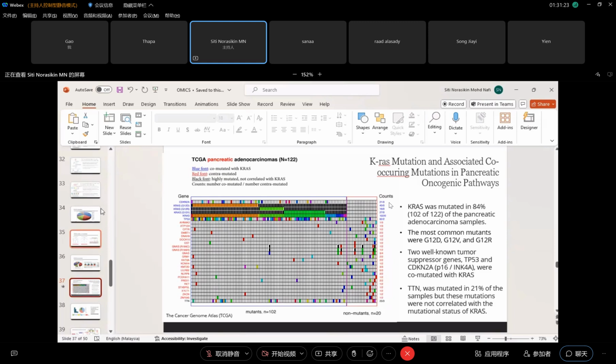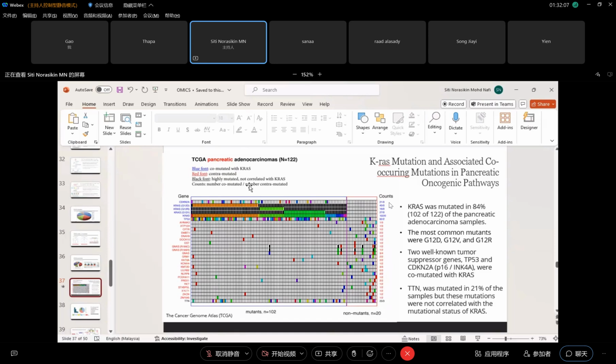For example, in here, this is the heat map, which is combined with The Cancer Genome Atlas. With this pancreatic adenocarcinoma, they ran it among 122 samples. You can see that the blue font are those co-mutated with KRAS: KRAS G12D, KRAS G12R, KRAS G12V, as well as TP53. Meaning that these particular genes are mutated in that pancreatic adenocarcinoma.